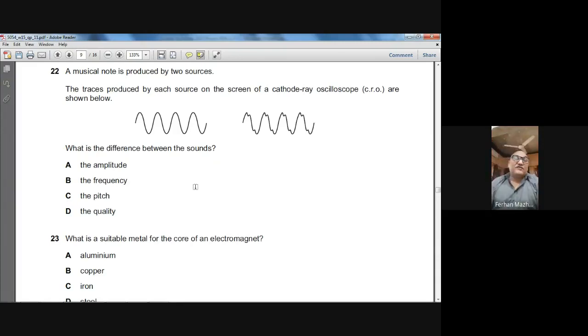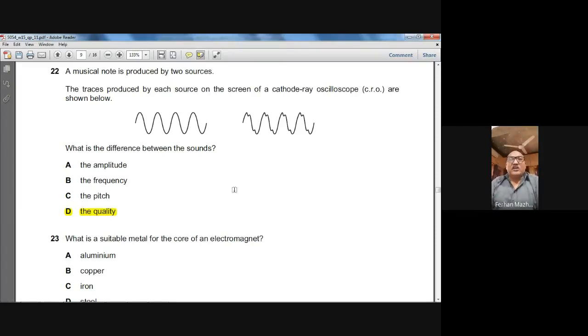The one thing which is different in them is the basic shape of the wave; the fundamental shape of the wave is different from each other. So we call this quality. So these two sound waves have the same time period and the same frequency, which means the same pitch, and the same amplitude, which means the same loudness. The only thing different in them is the fundamental shape of these waves. That is called quality. What is the difference between the sounds? The quality.